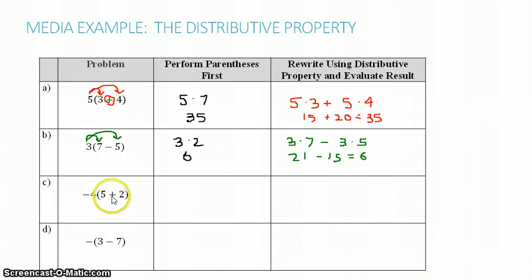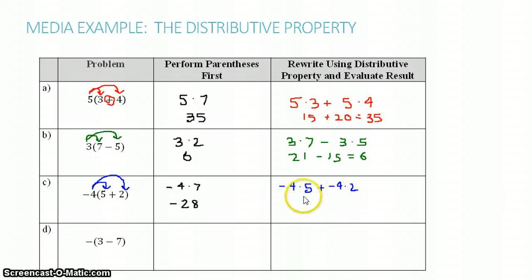Let's look at the next one. In this case, the 5 plus 2 is in parentheses, so we could rewrite this as negative 4 times 7, which is negative 28. If we use the distributive property, we need to multiply the negative 4 times the 5 and times the 2. So we'll have negative 4 times 5 plus negative 4 times 2.